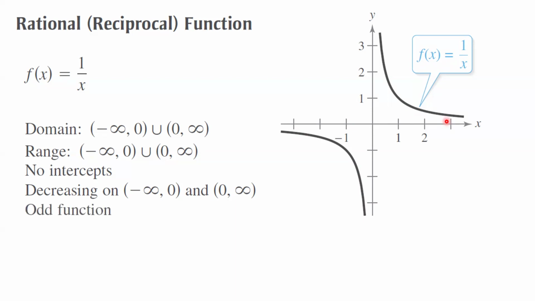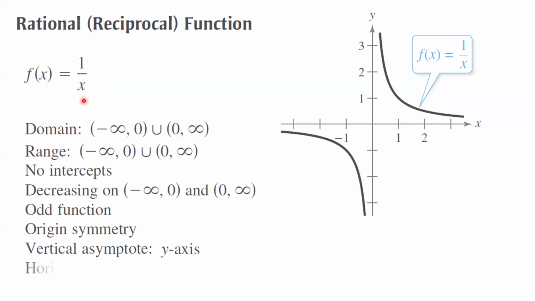This is an odd function. F of minus x is equal to minus f of x. And it is symmetric with respect to the origin. As we mentioned, the vertical asymptote is x equal to 0, the y-axis. It has a horizontal asymptote, which is basically your x-axis.